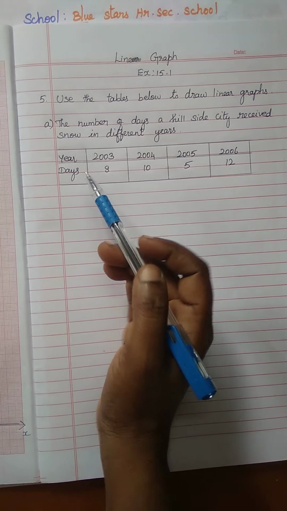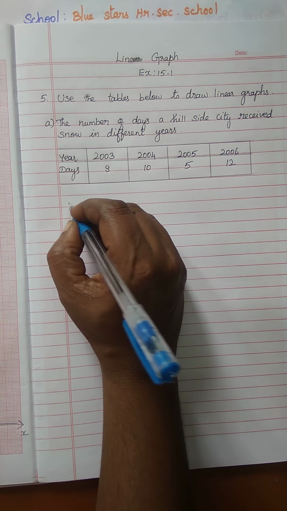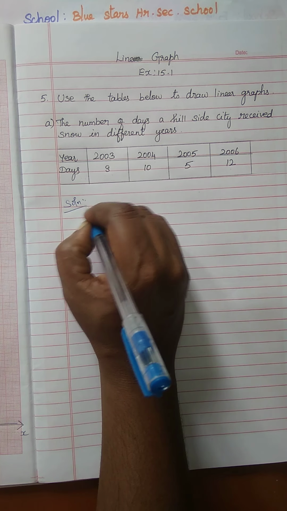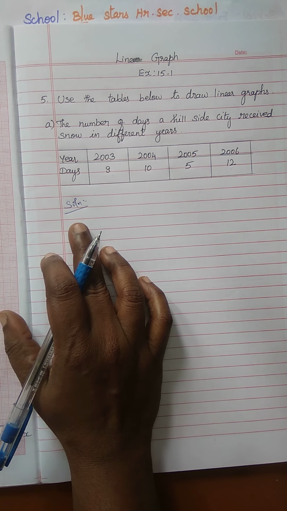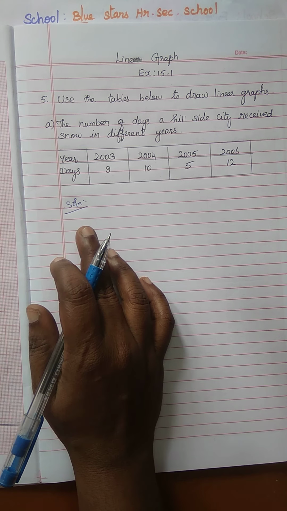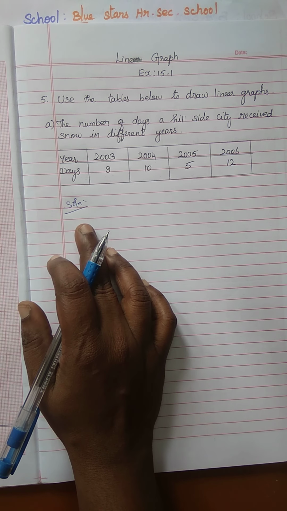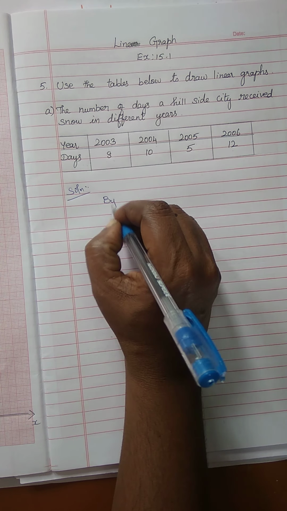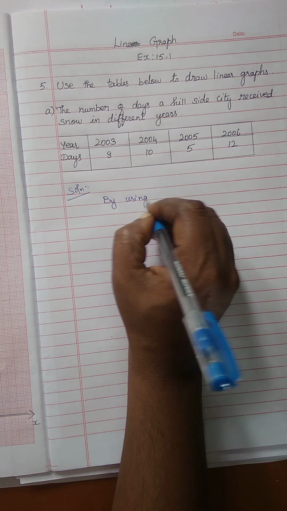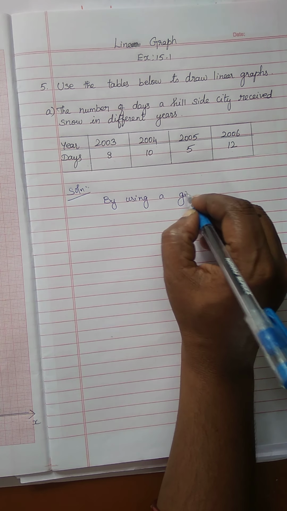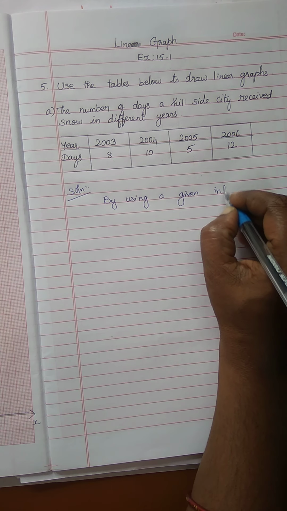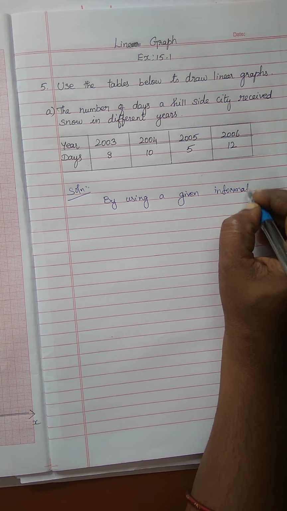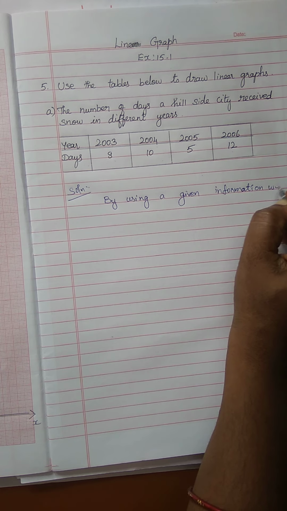Students, you write the question with a black pen. Now we are going to write the answer for this. See how we mark this graph. On the x-axis we mark the years, on the y-axis we mark the days. We write this using the given information. We draw a line graph. This is called a line graph.